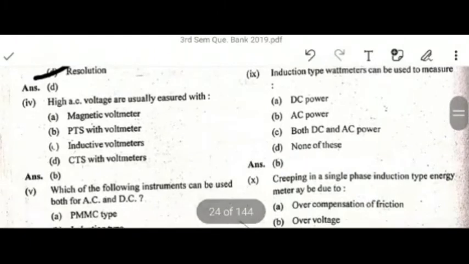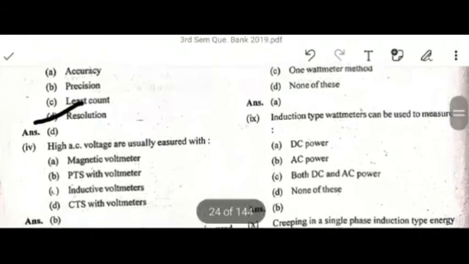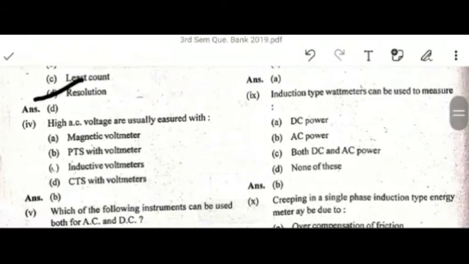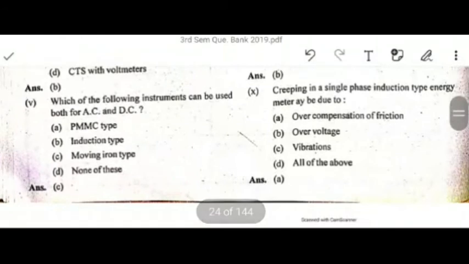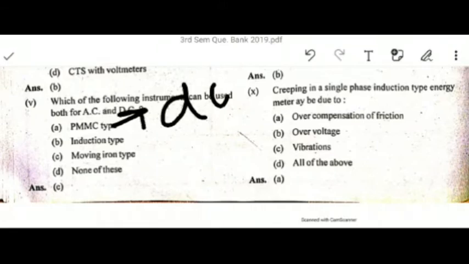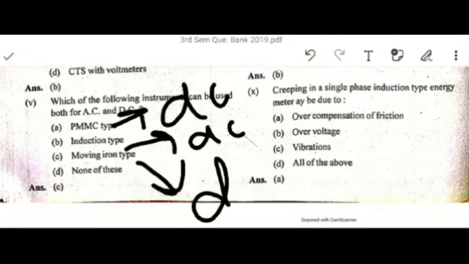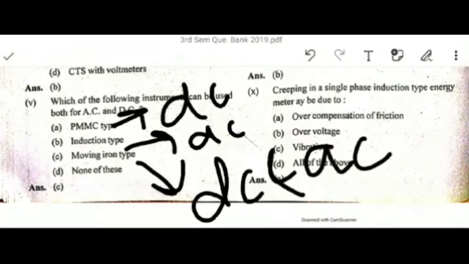Now in the fourth question, high AC voltages are usually measured by a PT with voltmeter. Option B will be the correct answer. Next: which of the following instruments can be used both for AC and DC? We should know that PMMC type instruments are only used for DC, induction type are only used for AC, and moving iron type are used for both DC as well as AC. So option C will be the correct answer.